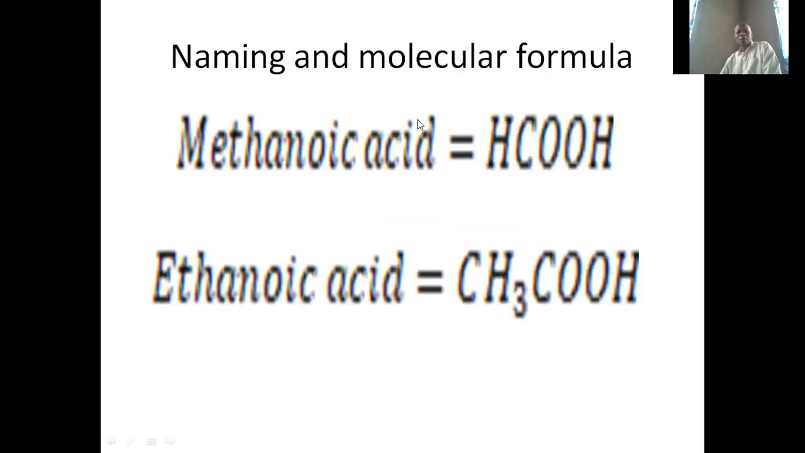And so we start with naming methanoic acid. As we said, the E at the end of methane has been replaced with the oic, and then you add the word acid. And as we are aware, meth means there is only 1 carbon. So you're just going to have the functional group, which is the carboxyl group, and then hydrogen.